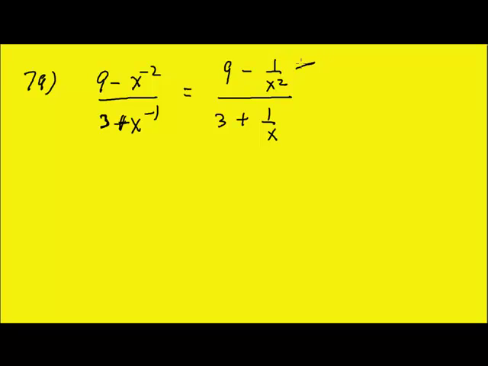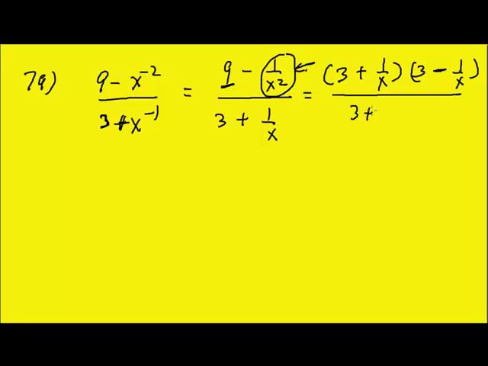If you look really close, the top one is really a difference of two squares. It can be factored. You're going to get a plus in one and a minus in the other one. The square root of 9 is 3, so 3 is the first term. The square root of the other term is 1 over x. Now the bottom is 3 plus 1 over x. So now this will cancel out with that, and my final answer is 3 minus 1 over x.